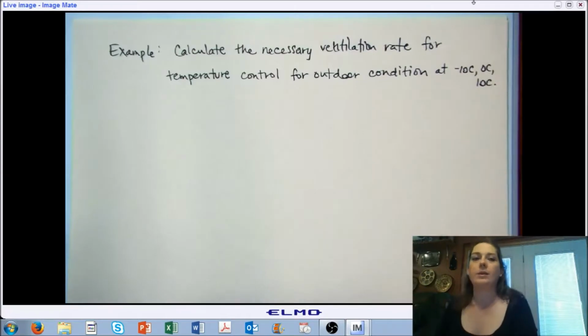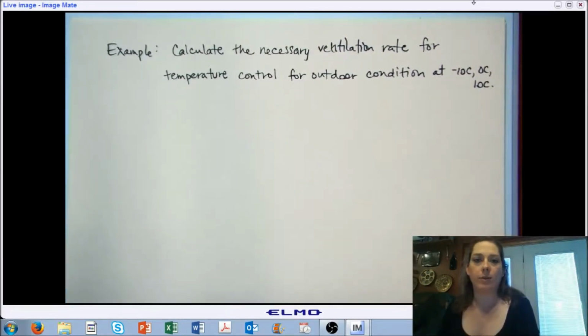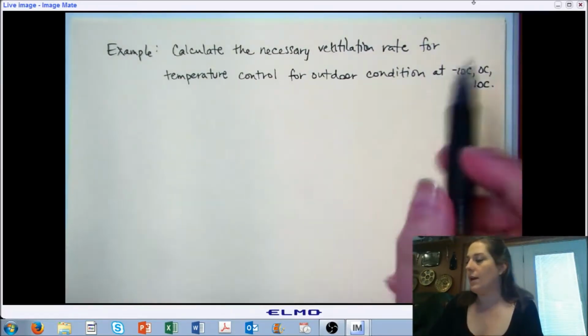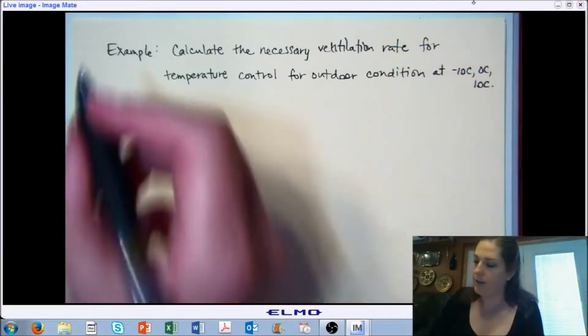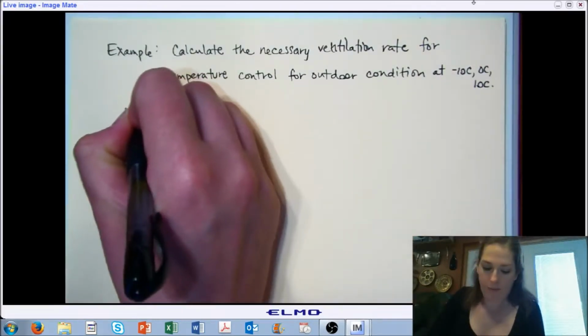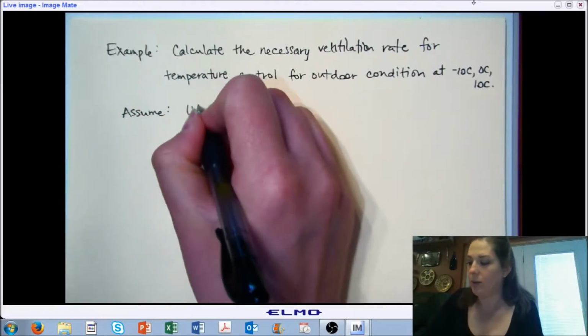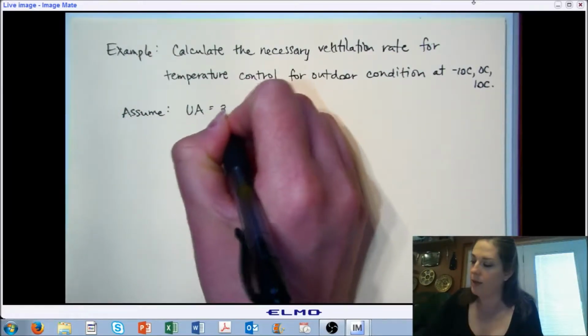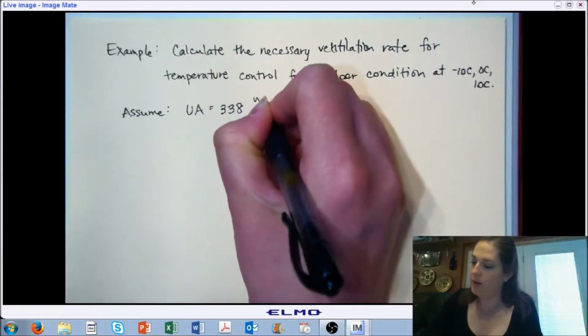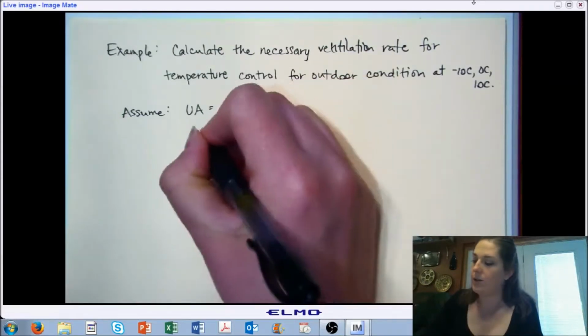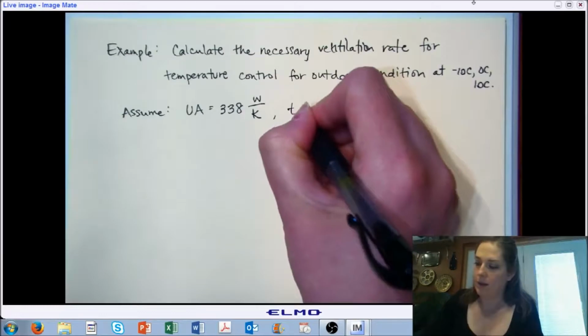All right, so we are asked to calculate the necessary ventilation rate for temperature control for outdoor conditions at -10.0, 0, and 10 degrees Celsius. And we're going to be given some things, or in this case, I'm just going to be told to assume. So you could have solved for each of these individually. But the idea here is to demonstrate using the energy and mass balance and not calculate each of the individual things.